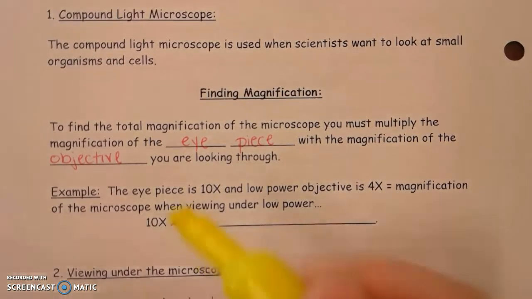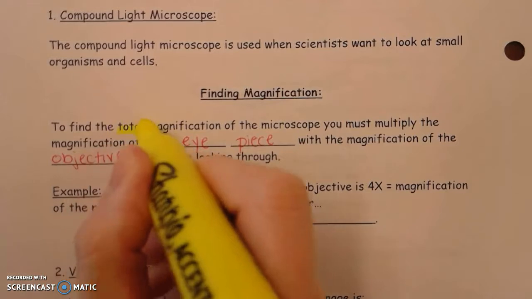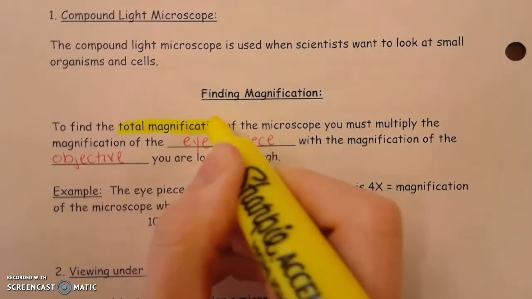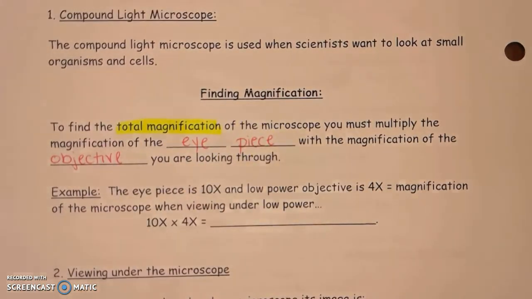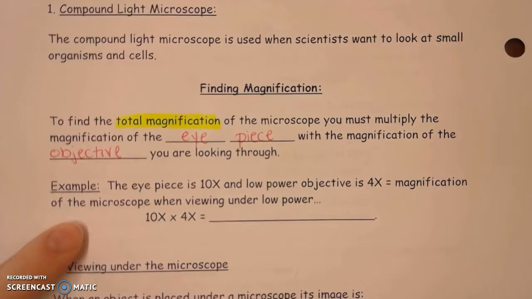At this point, if you would highlight, circle, star, or underline total magnification, so you know where to go back to if you need a little refresher on this. So we have an example.